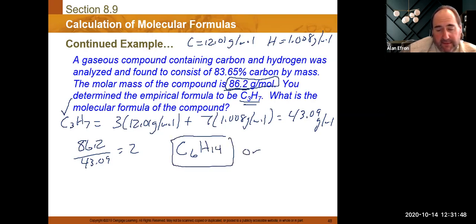Or you will sometimes see people put the empirical formula in parentheses and a little number on the bottom. I would say most people, again, would go with this approach here. Question on that there?